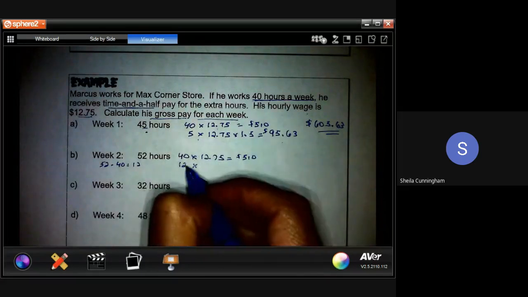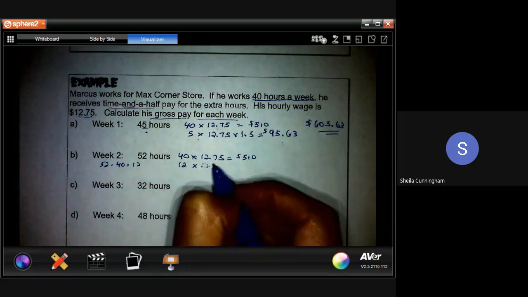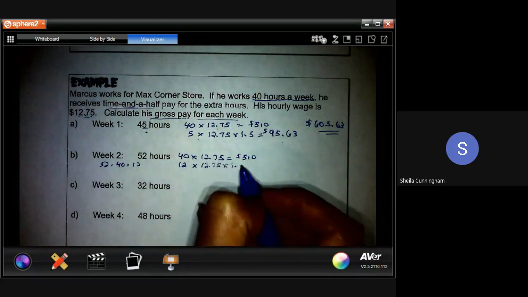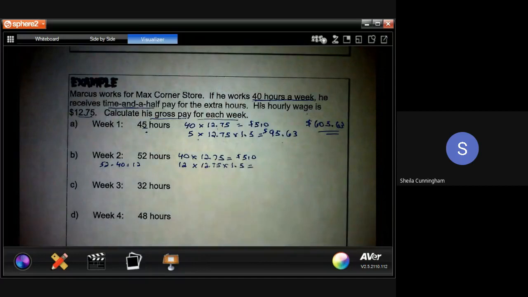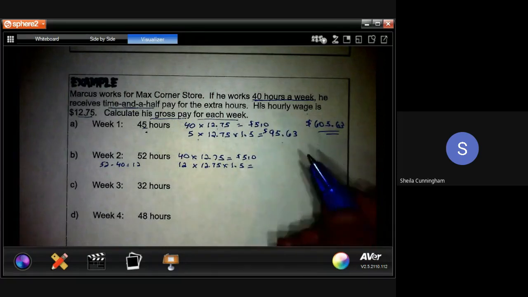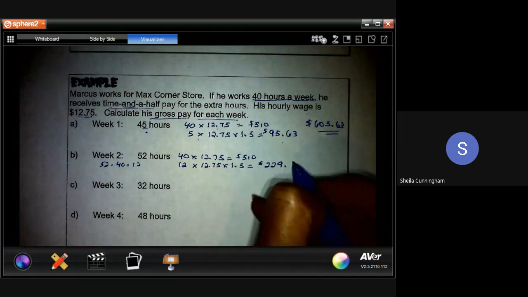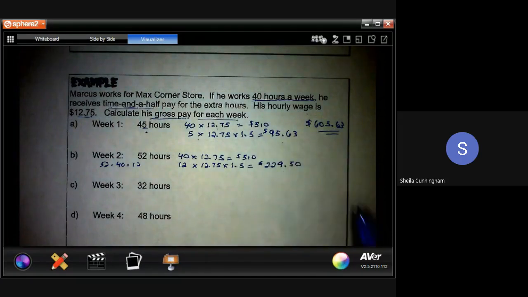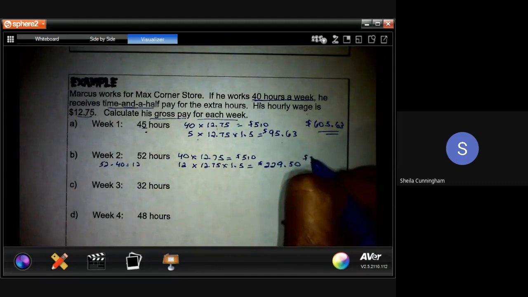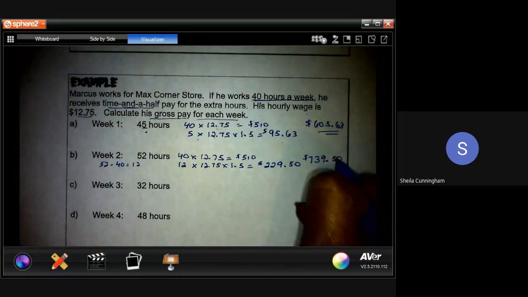So again, he worked an extra 12 hours at $12.75 times the time and a half, so that 1.5. So 12 times $12.75 times 1.5. He is making $229.50. So in total, we take that plus the 510 that he made. For week two, he has made $739.50.